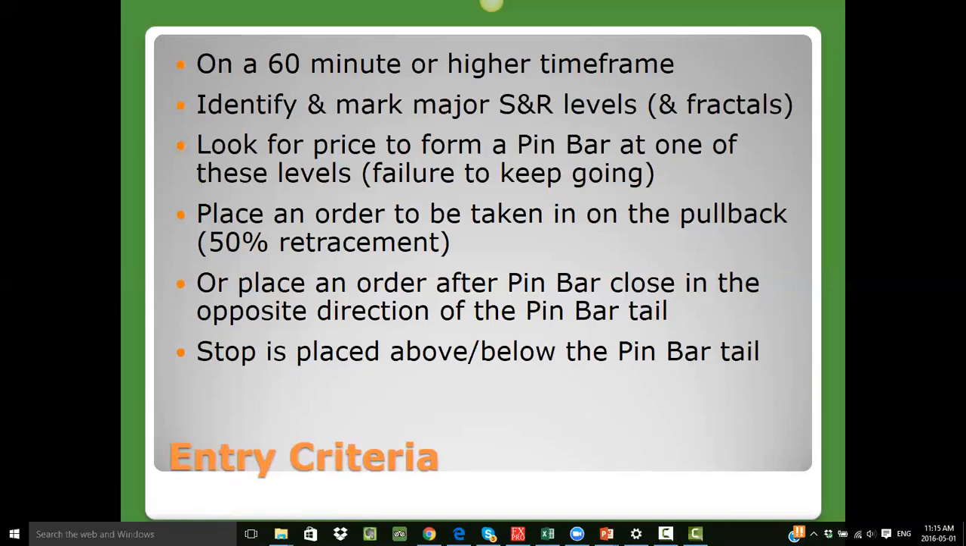So when the price gets rejected on a 60-minute or a higher time frame, usually the move will be much bigger in the opposite direction than it would be on a smaller time frame. So keep that in mind.